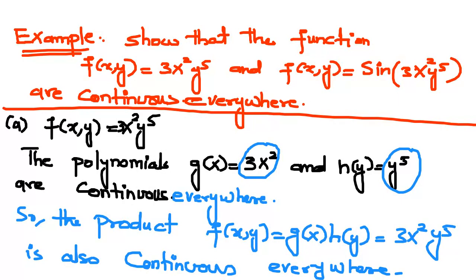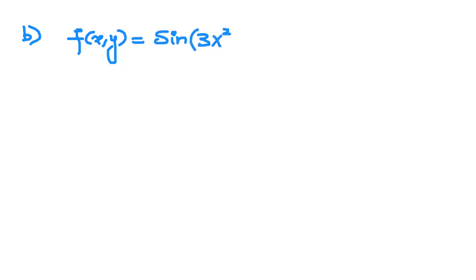Okay. Now see the B part. B part is that you have to show that function f of xy, which is equal to sine of 3x square y power 5, is continuous. You have to show that this one.